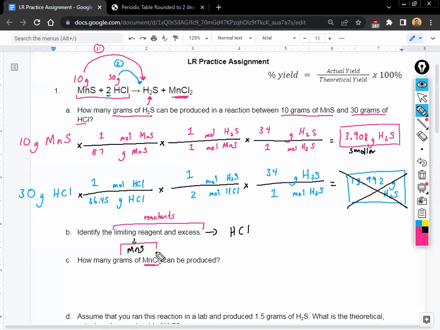Yeah, this guy, MnS, is going to run out first, which means you can do stoich 2 times if you want, but MnS is still going to make the smaller number. And so what that means is you're going to start with MnS for the next problem. So 10 grams of MnS, and then you're going to do your stoichiometry. You got your 3 fractions, and then you're going to solve that out to find MnCl2.